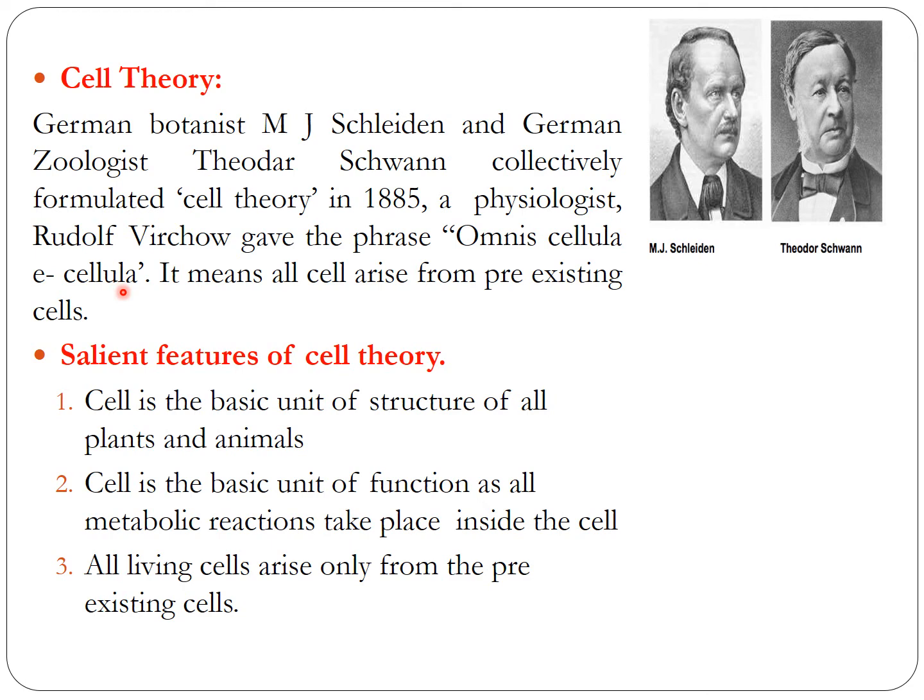What are the salient features of the cell theory? Number 1, cell is the basic unit of plants and animals. Number 2, cell is the basic unit and function of all metabolic reactions that take place inside the cell. And number third point, which was given by Rudolf Virchow, was that all living cells arise from pre-existing cells.